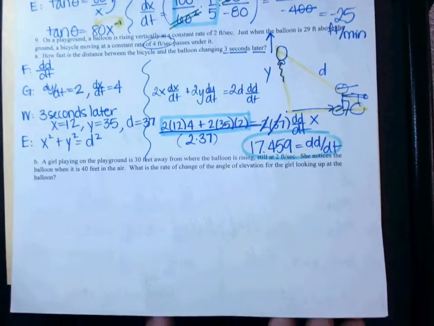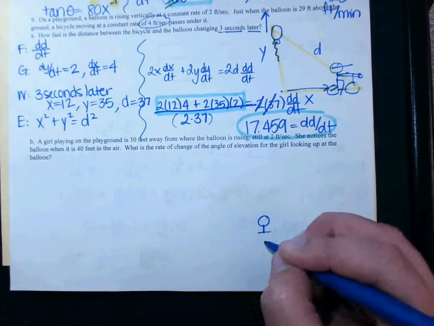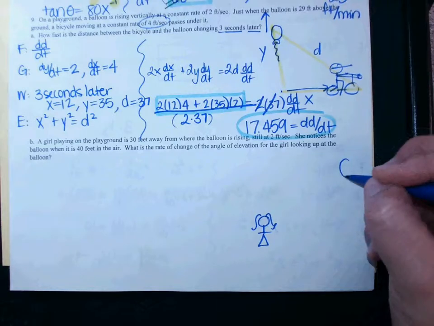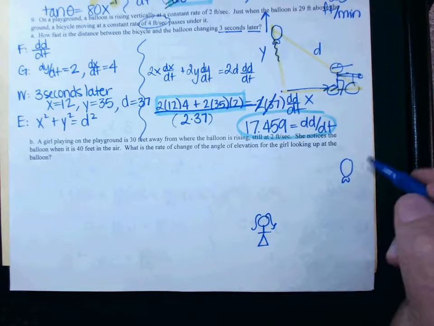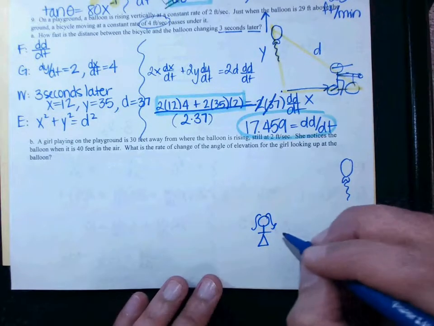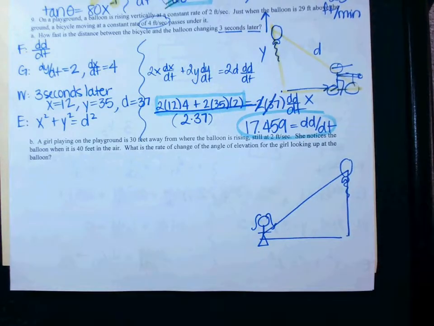Okay, part B. We have a girl playing on the playground. There she is, and she is watching the balloon from afar. There it goes, up in the air. Then it says, what is the rate of change of the angle of elevation for the girl looking at the balloon? So she's looking up, boom, triangle. Now, let's label some things in our picture. How far away is the girl from the balloon?